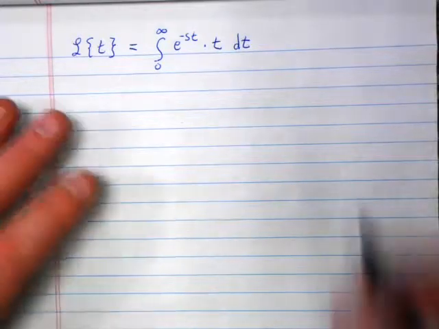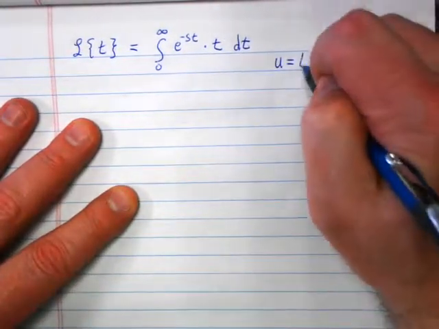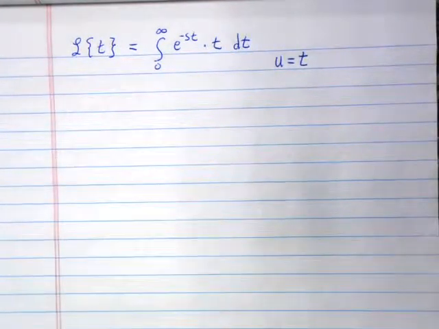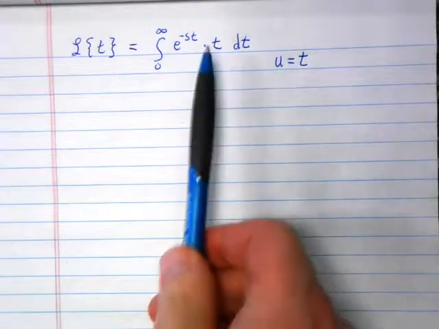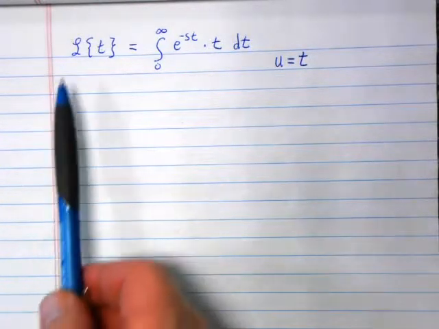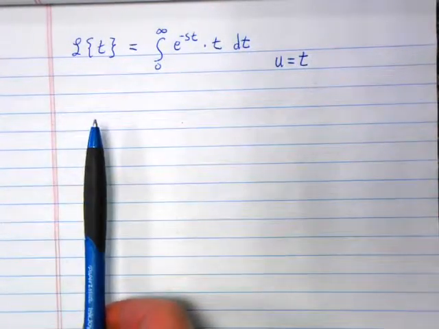Can we use the tabular method for this one? You can use the tabular method for this one, but I'm not going to because I only have to integrate it once. In a minute, when I do the Laplace transform of t squared and then t cubed and then t to the fourth, you're darn right I'm going to use the tabular method.